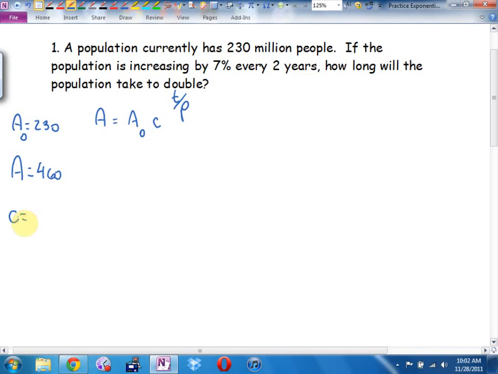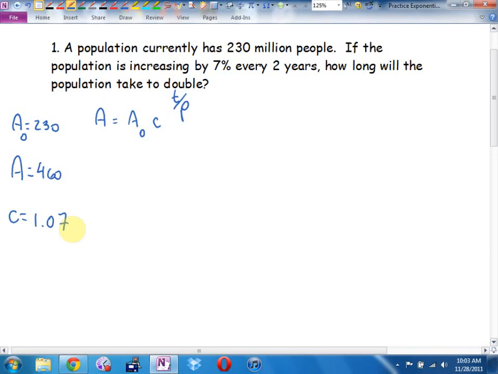What's my growth rate, my growth constant? Well, increasing by 7% means, what am I going to put here? Do you remember? 1, my original population plus the 7% increase. Is that right? What if it was decreasing by 7%? It'd be 1 minus 0.07 or 93%, 0.93. And there's some other possibilities. We'll be looking at some of those today as well.